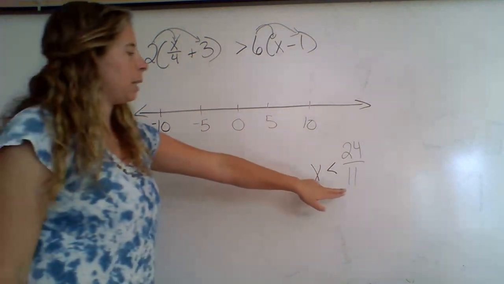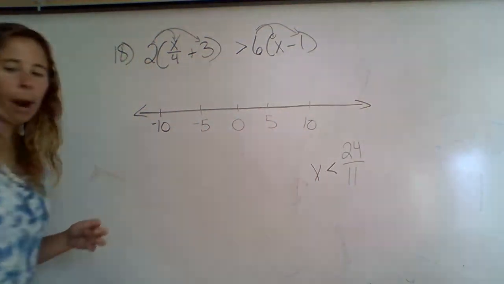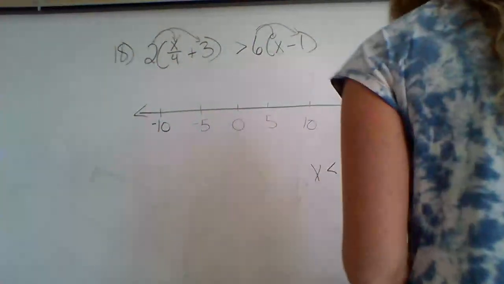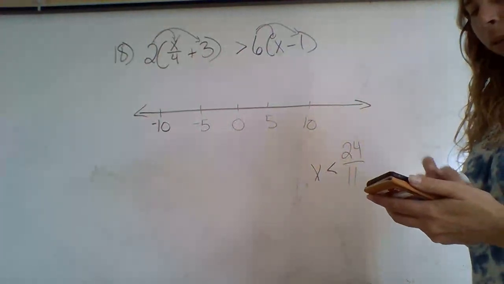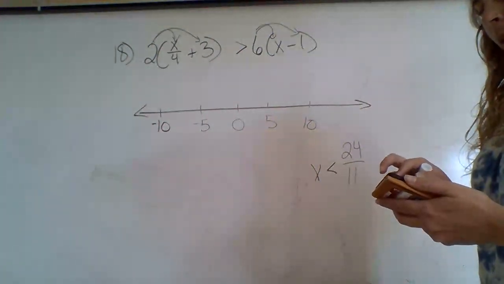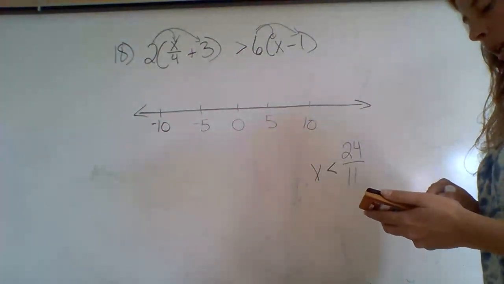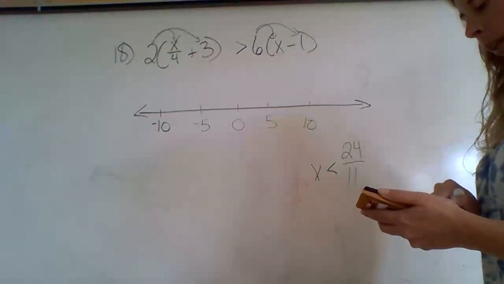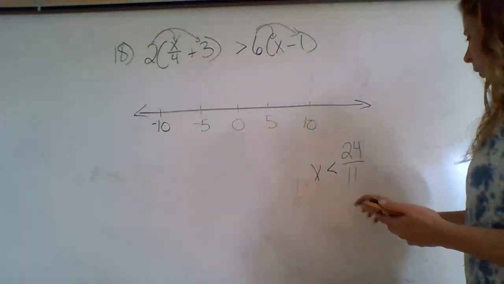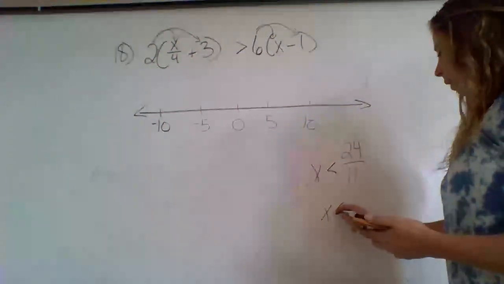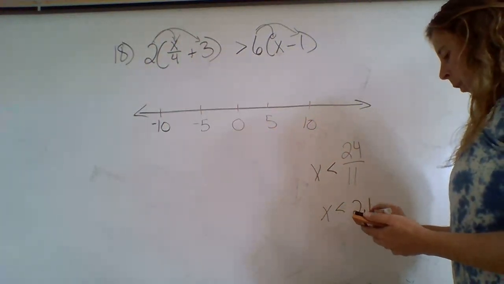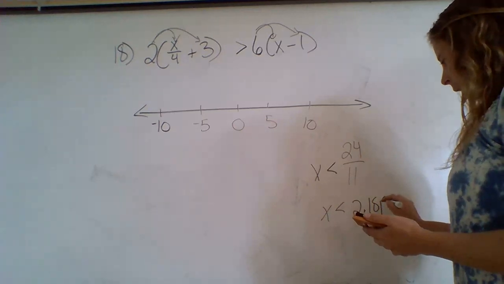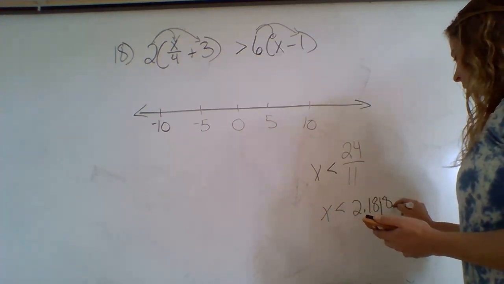What is this as a decimal? That'll make it easier to graph. If you want to do it in your head, you can, but I'm not opposed to using a calculator for this. So let's see. You have 24 divided by 11, and you get x is less than, this is approximately 2.1818. Okay, and it goes on forever.